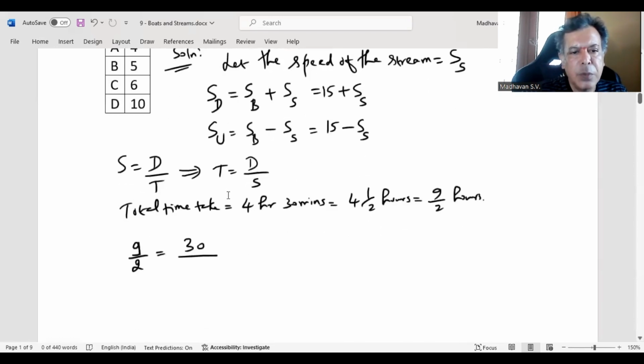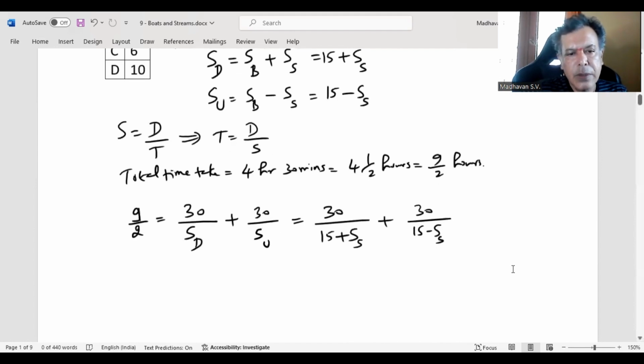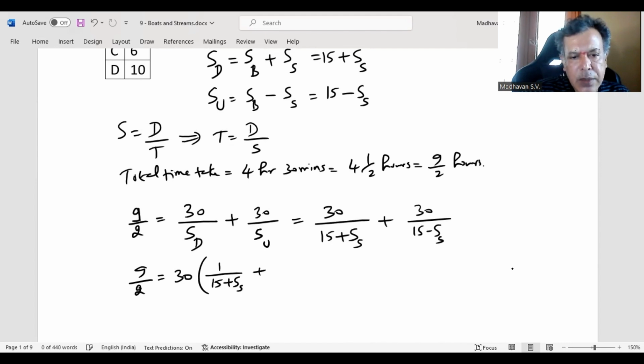So the total time is 30 divided by speed downstream plus 30 divided by speed upstream. That is equal to 30 divided by 15 plus speed of the stream plus 30 divided by 15 minus S. So we can rewrite 9 by 2 equal to 30 common on the right hand side, times 1 by 15 plus SS plus 1 by 15 minus SS.